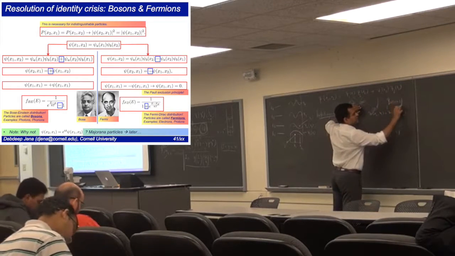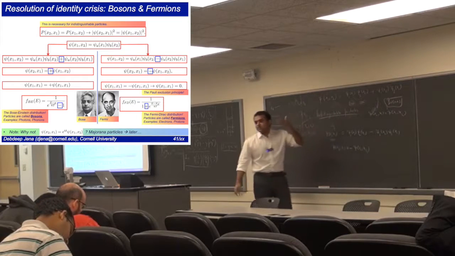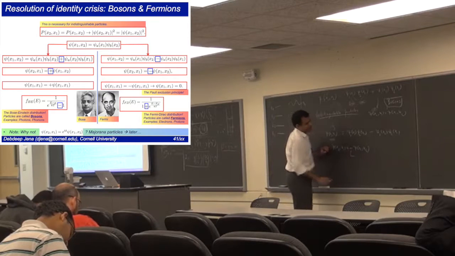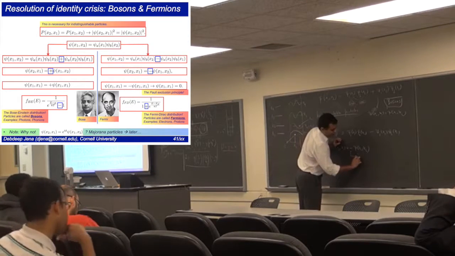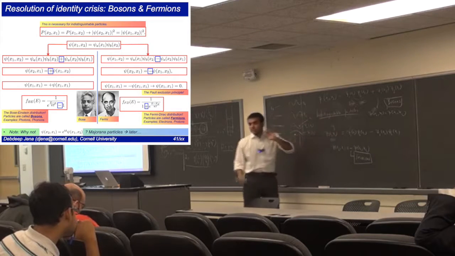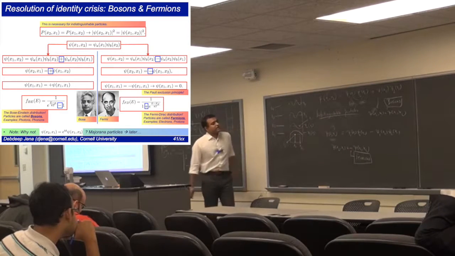They are going to satisfy Bose-Einstein statistics. And the particles that are going to choose the negative sign are going to be called the fermions, or Fermi-Dirac statistics, like electrons and so on. So that's two classes of particles right away.